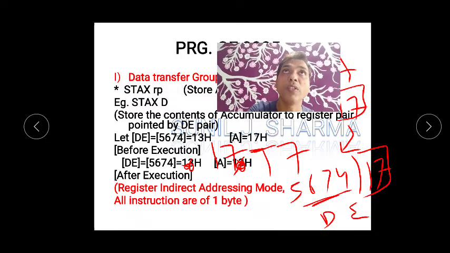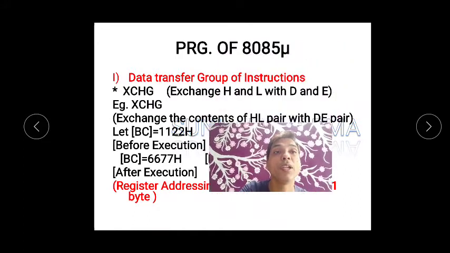I think it is similar to STA only, but in STA we have a direct address, whereas here we don't have a direct address. Here the address is hidden in the pair. So which pair is it? The DE pair. Okay, now let's go to the next instruction.